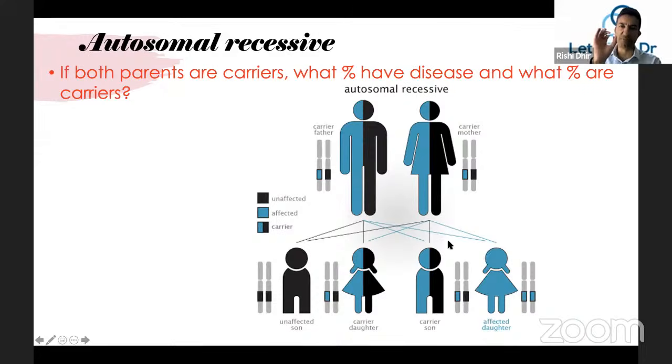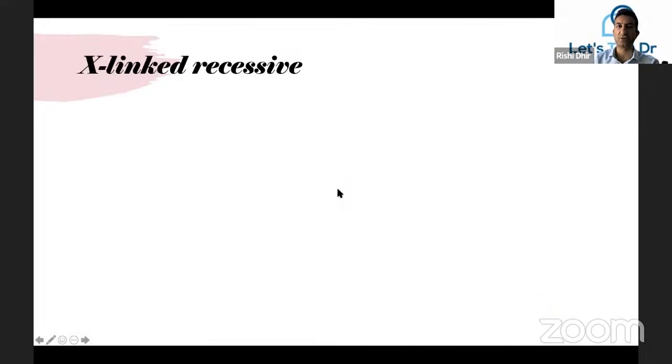So in this case, if both parents are carriers, 50% of the children will be carriers, and 25% will have the disease. The ratio male to female is 1 to 1. So you will need to be able to draw these out, guys, these Punnett squares for each of the conditions.